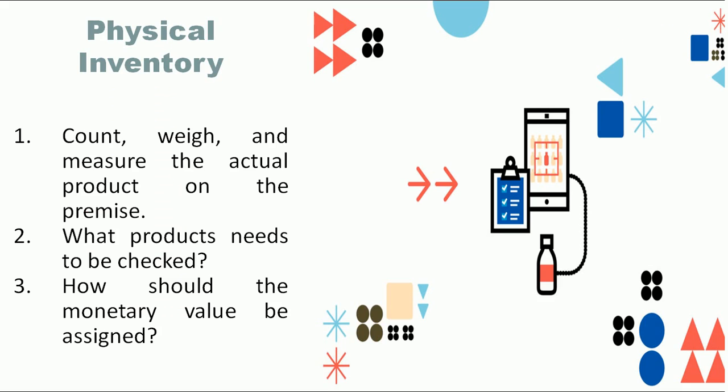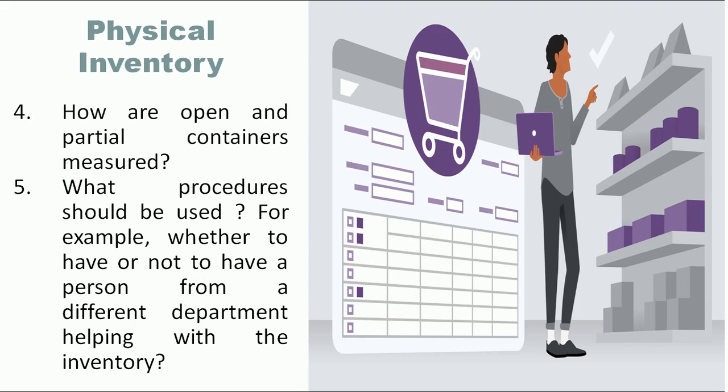Count, weigh, and measure the actual product on the premises. What products need to be checked? How should the monetary value be assigned? How are open and partial containers measured? What procedures should be used? For example, whether to have or not to have a person from a different department helping with the inventory.